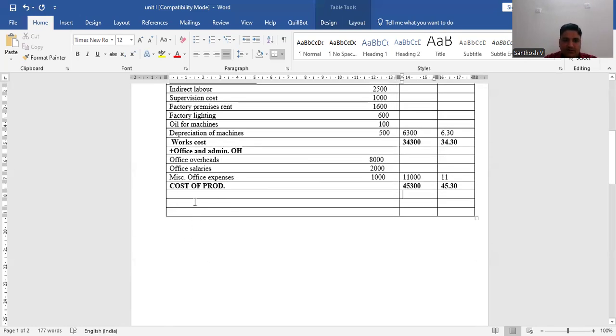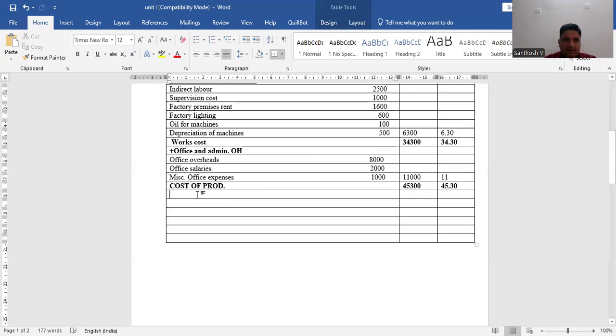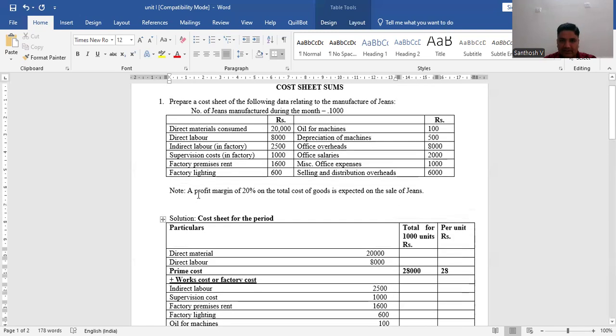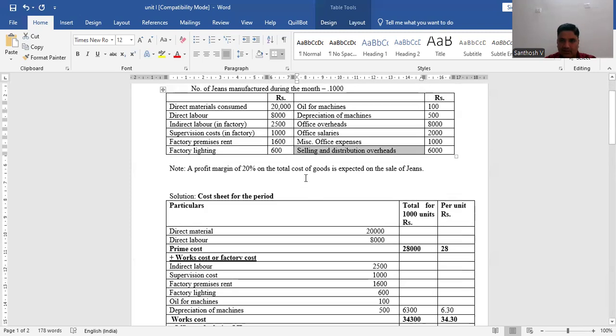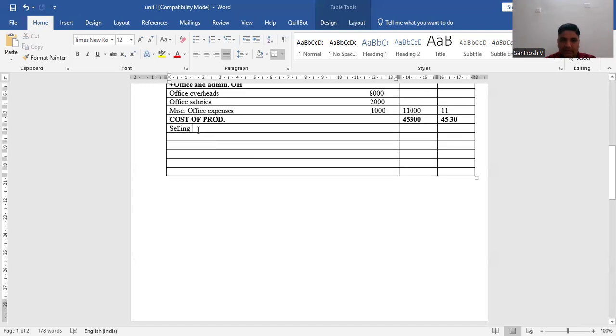Okay. After the cost of production, the next heading you're getting is selling and distribution overheads. Is any information given? Yes, see here, selling and distribution overheads. That same thing I'm going to copy. The amount given was 6,000. I'm going to paste it in here. So directly I'm going to write in the amount column here 6,000.